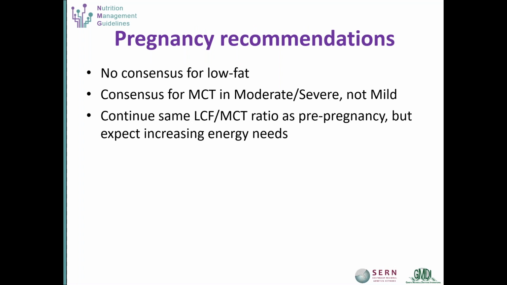So recommendations, there was not a consensus whether low-fat diets are needed. There was consensus to include MCT with those with a moderate or severe phenotype. It may not be necessary for those with a mild phenotype. And so we're emphasizing continuing the same diet recommendations during pregnancy as before pregnancy, but to expect increasing energy needs as pregnancy progresses.